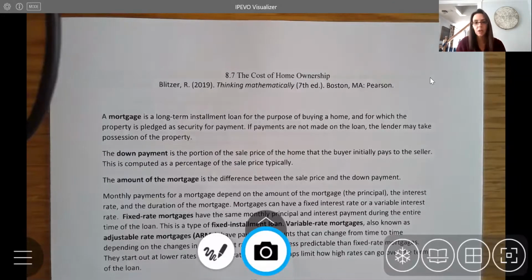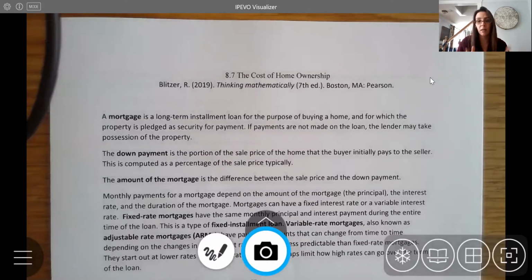Now, in this next section here, we're going to talk about the cost of home ownership. And actually, the computations are really going to be the same that we did for the car. So these fixed rate loans, where you have that interest rate that's not changing and you're making monthly payments, it's the same formula, whether it's a student loan for college or a car loan or a house loan or a personal loan, it's all the same.